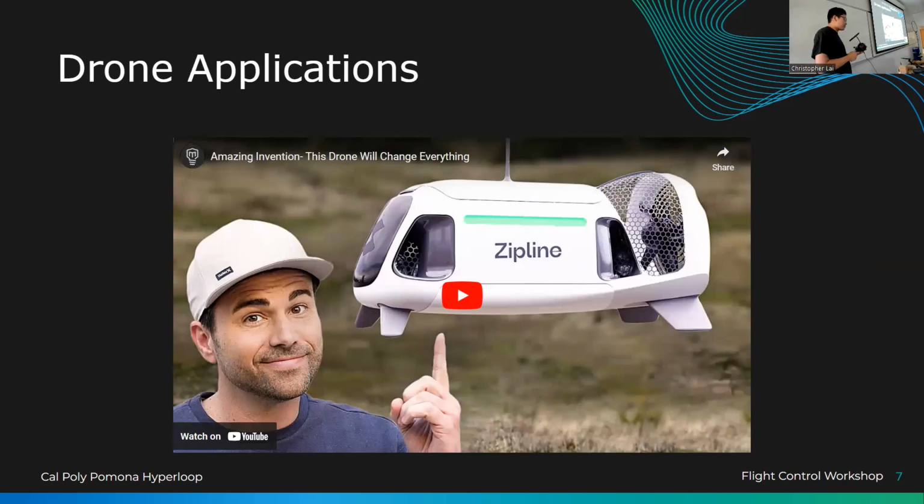Okay, so this guy, Mark Rober, went ahead and interviewed this company called Zipline. They have this innovative technology of delivering things to people in a new way using drones. And so I'm going to go ahead and play this video just for like 1 or 2 minutes so you guys can get an understanding of the applications of drones used in today's society, and then we can move on.